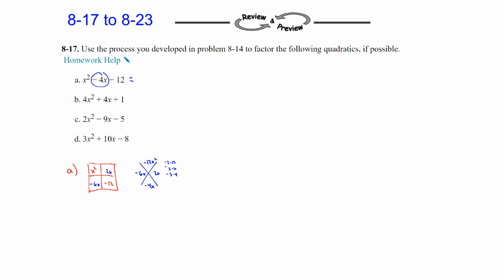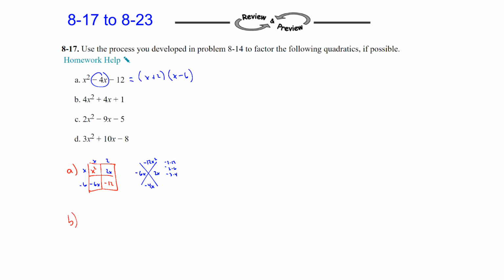So now we can go ahead. We know this is going to be x times x. This will be 2. 2 times x is 2x, and negative 6 times x is negative 6x. So we have our factors. We can rewrite them as x plus 2 times x minus 6. And so that's how we answered question 8-14, and we'll continue to use that process as well.